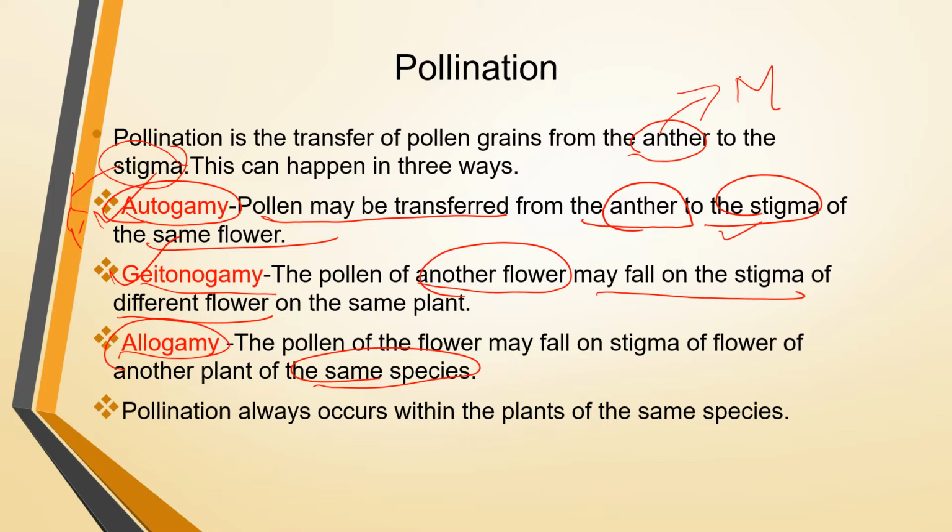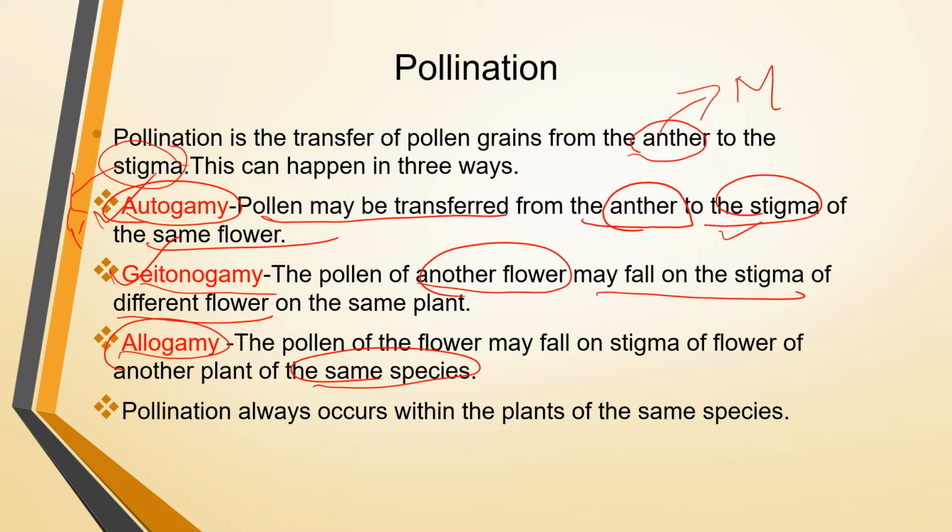Now pollination is a specific thing which happens within the same species. The pollen grain of a rose plant cannot be carried to a stigma of a marigold or a sunflower. So it should happen between two rose plants, or two marigolds, or two sunflowers. Whatever the flower is, it should be a plant of the same species. So allogamy is when the pollen grains are carried from the anther of one flower to the stigma of another flower of the same species.